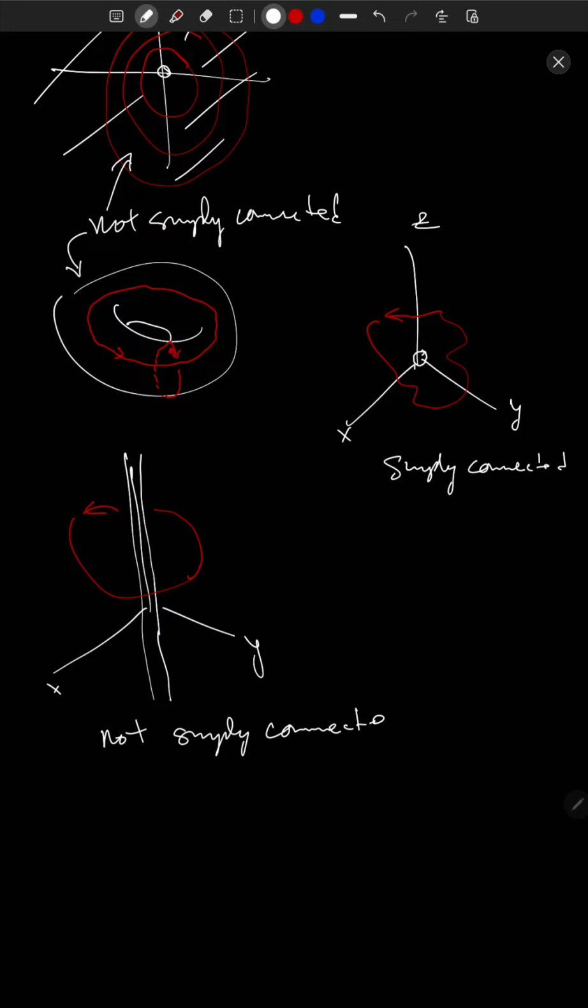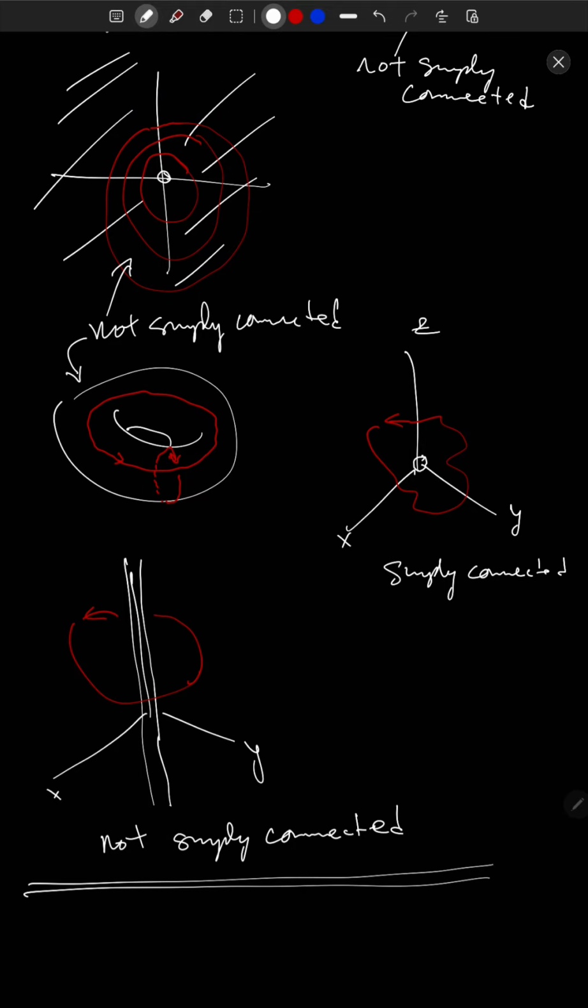So this concept is going to be useful for us, but in real life, in mathematics, it's a super important concept as well, because this idea of being able to deform a loop into a point, or deform away a loop, helps us classify mathematical objects.